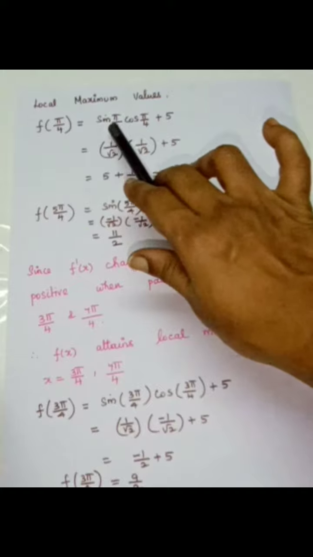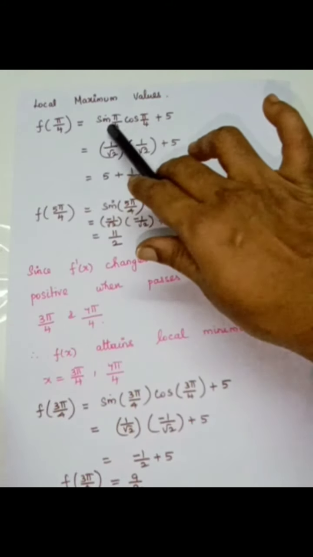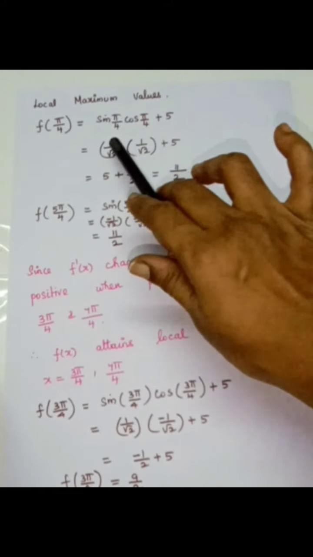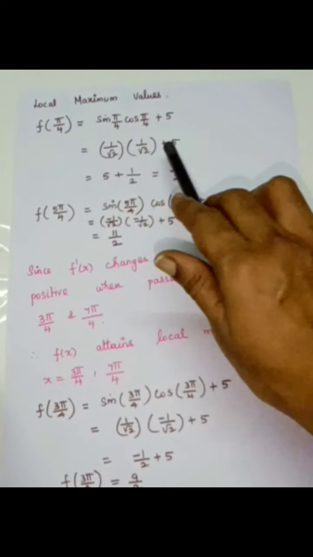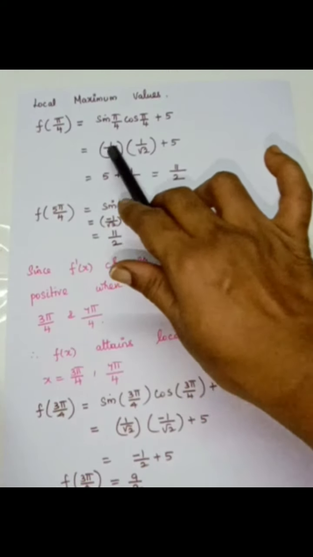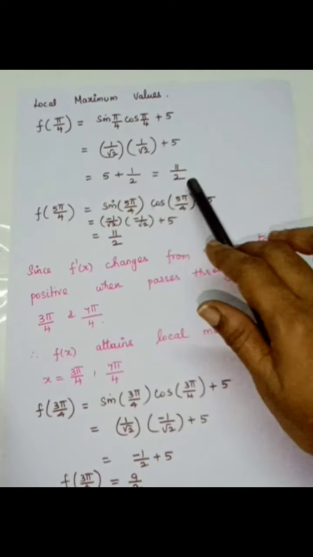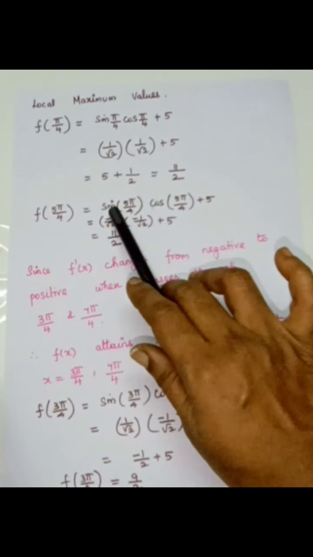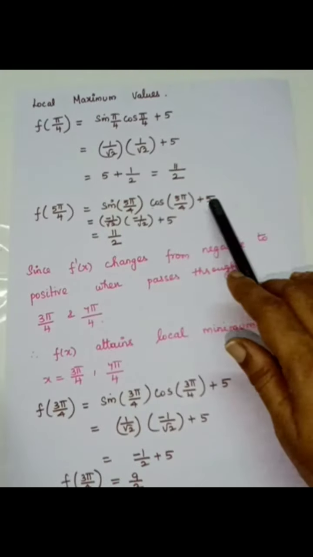You see that f of x is sin x into cos x plus 5. So sin pi by 4 cos pi by 4 plus 5. Sin pi by 4 is 1 by root 2, cos pi by 4 is 1 by root 2, plus 5. So it is 5, I have written in the front. 1 by root 2 into 1 by root 2 is 1 by 2. So when you take LCM, it is 11 by 2. Next, f of 5 pi by 4. So it is sin 5 pi by 4 cos 5 pi by 4 plus 5.